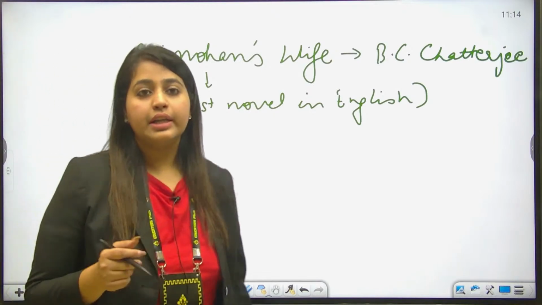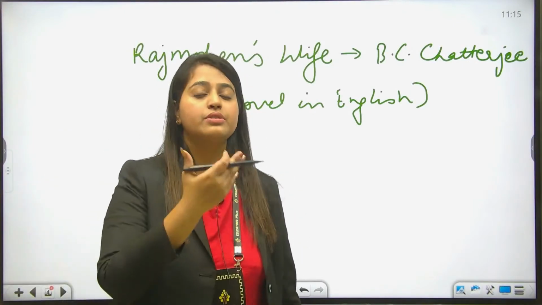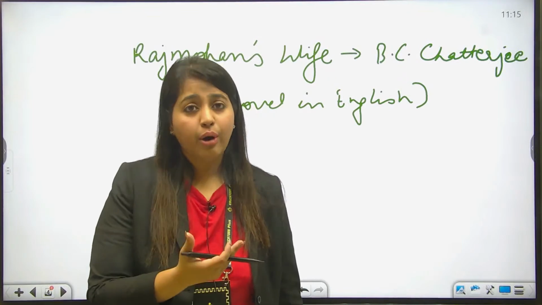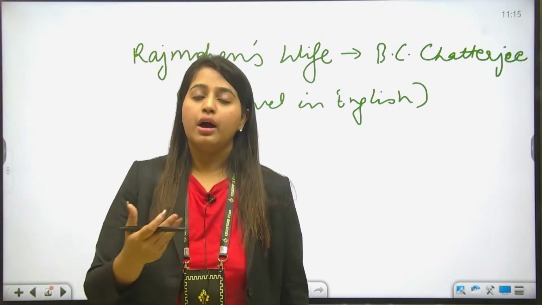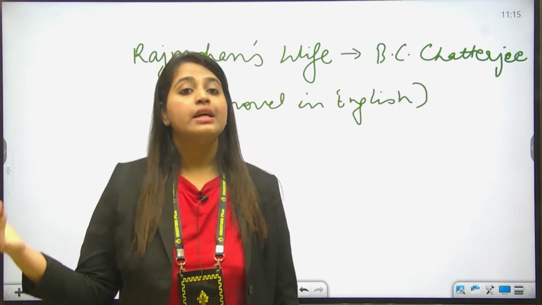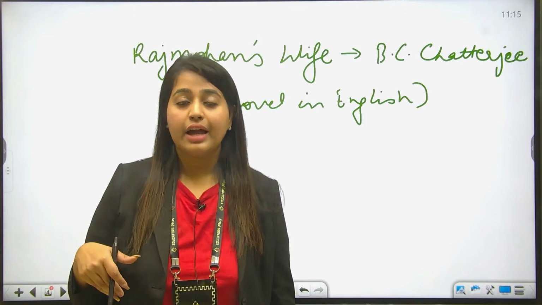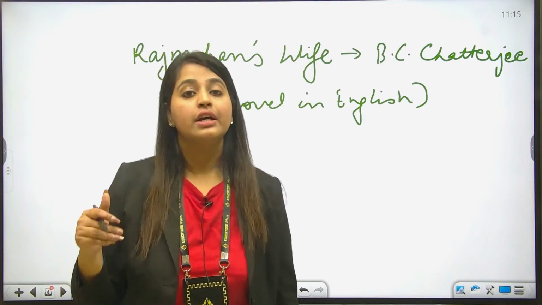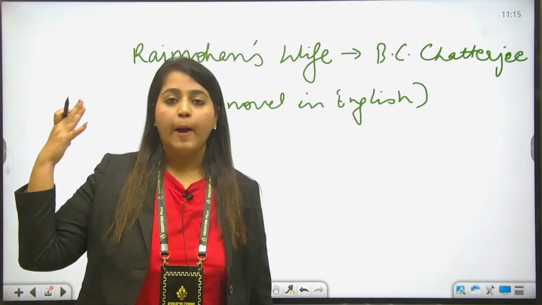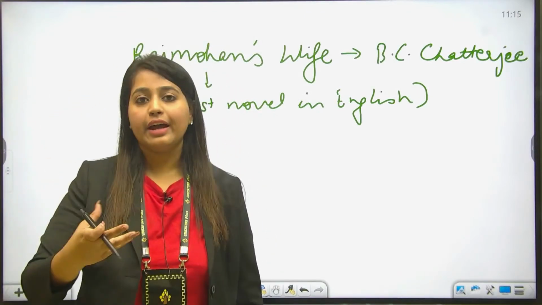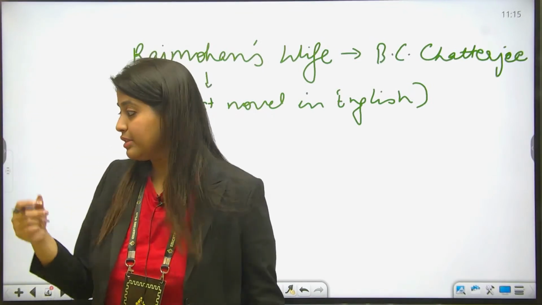Okay, so later on, as I told you, this is how the writers came into existence. First, people started writing, Deen Muhammad, then Rabindranath Tagore came, then Mulk Raj Anand, Raja Rao, R.K. Narayan started writing, then Raja Ram Mohan Roy, and then B.C. Chatterjee published the first novel in English, that is Raj Mohan's Wife. So this is how the history of Indian literature flowed, and I have given you a glimpse of how it came into existence.